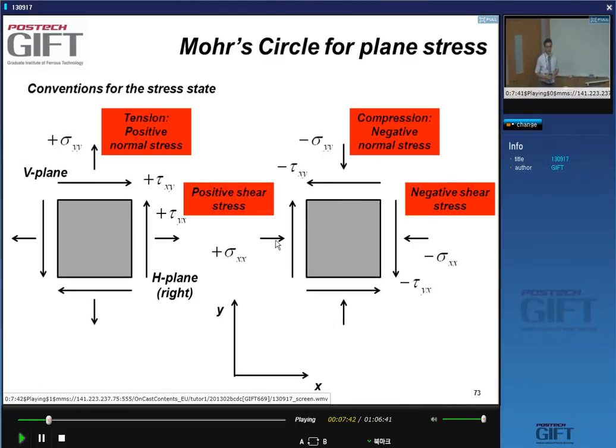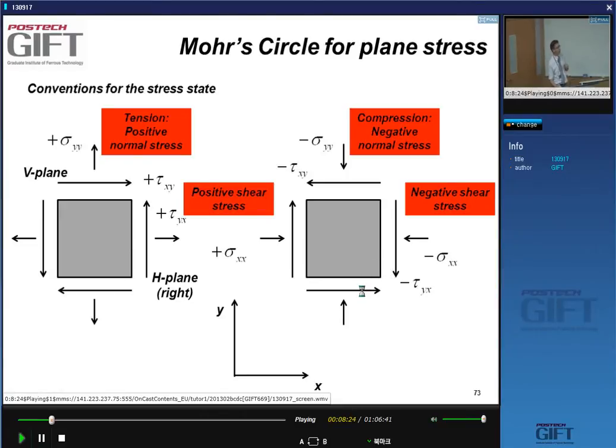The convention is more important when it comes to the shear stresses. When the shear stress on the H plane points up, we say it's a positive shear stress. If it points down, we say it's a negative shear stress. And if it points up in this direction, then in the V plane it points to the right, and so these are two positive shear stresses by convention. Okay, and so if it points downward on the H plane, then we call it a negative shear stress.